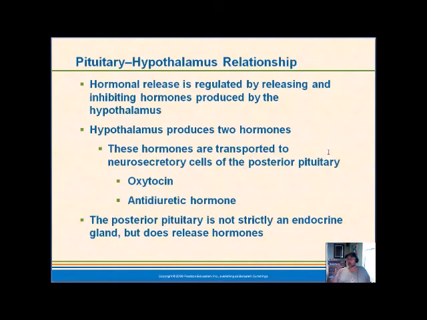The pituitary and hypothalamus, their relationship to each other is that the hypothalamus regulates the activity of the pituitary. And hormonal release is regulated by releasing and inhibiting hormones produced by the hypothalamus. The hypothalamus produces two hormones, and these are oxytocin and antidiuretic hormone. The posterior pituitary then is not strictly an endocrine gland, but does release the hormones that are produced by the neurons that secrete into that tissue.